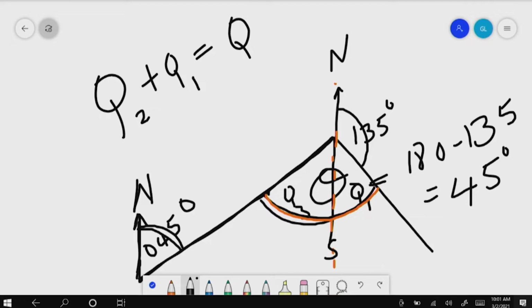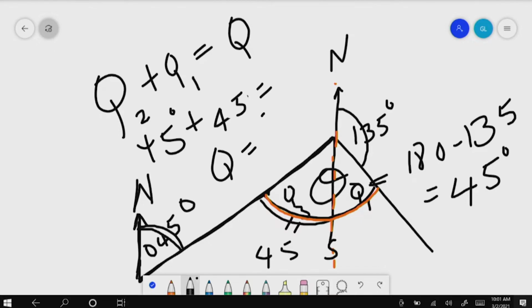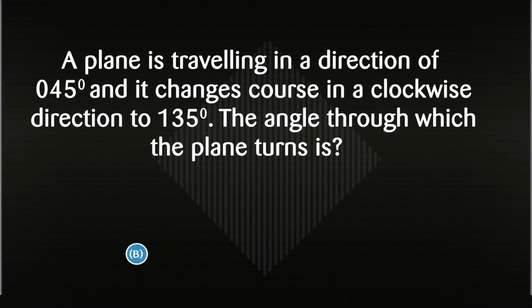We know that Q2 would have been 45 degrees, and Q1 is 45 degrees. Hence, the angle Q would have been 90 degrees. So this plane rotated at an angle of 90 degrees. B would have been our solution for this question.